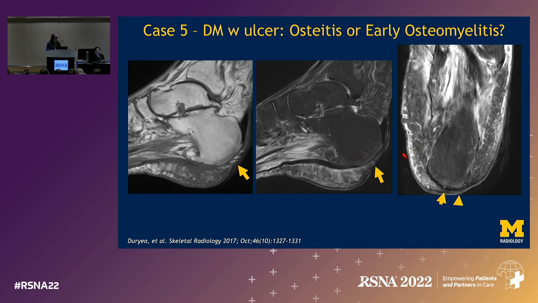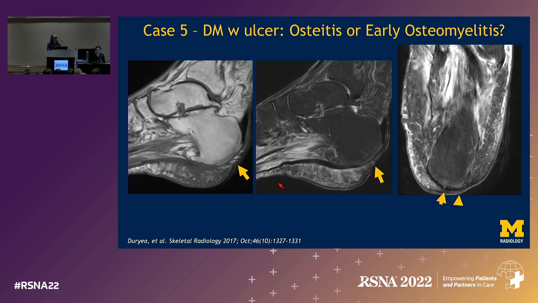And I have a reference on the bottom of the slide by Duryea et al., that's the Penn State group, that wrote an interesting paper looking at what happens to patients in whom they called osteitis or reactive bone versus osteomyelitis. And they found that about 60% of the cases in which they called likely reactive osteitis went on to have osteomyelitis. But it's interesting because they also say in the paper that a lot of the decision making regarding amputation is done on a team basis based on the clinical profile of the patient, not just on imaging.